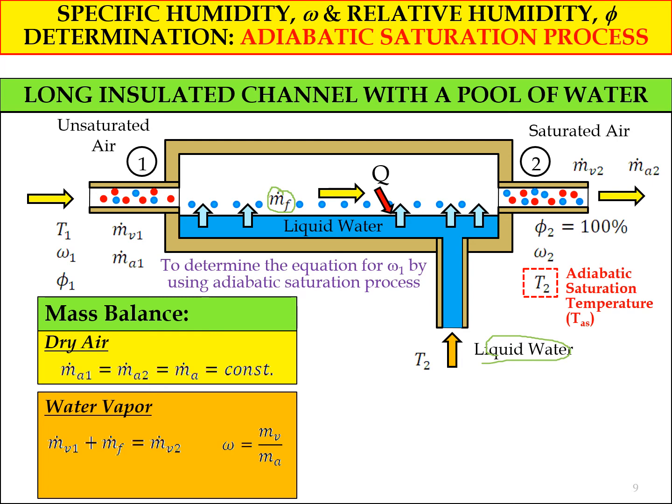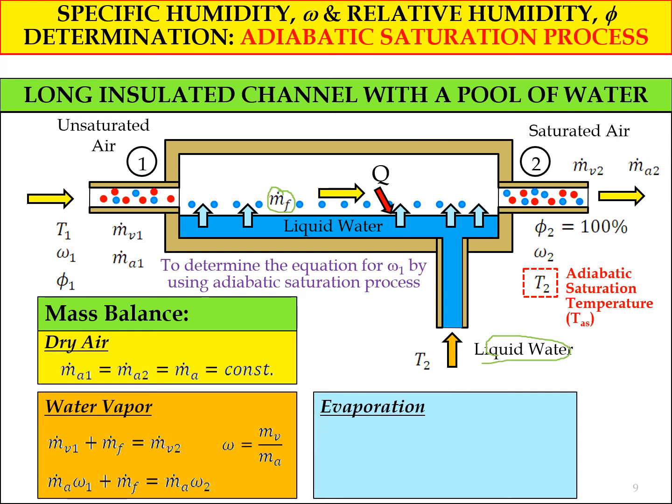So from the equation of omega, which is equal to mv divided by ma, we can replace the mass flow rate of water vapor with the mass of dry air times omega 1, plus the mass flow rate from the makeup water, m dot f, and it is equal to the mass flow rate of dry air times omega 2. We can rearrange this equation to calculate the mass flow rate of the makeup water that is added into the unsaturated air before it goes out of the long insulated channel.